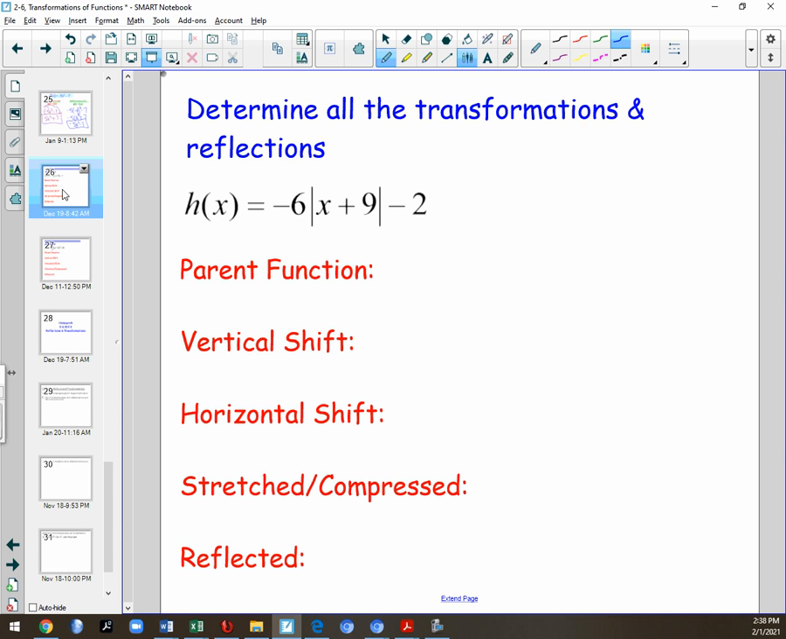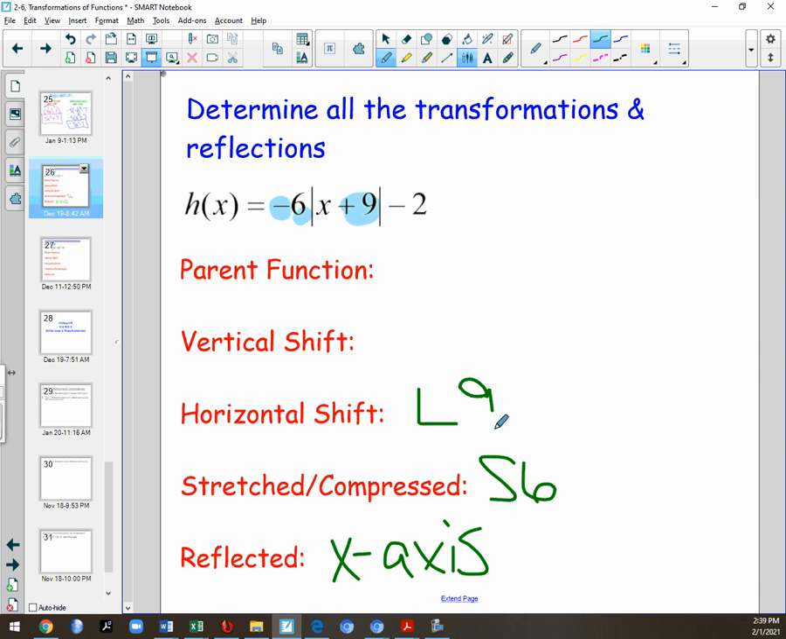Okay? Then I'm going to give you a problem just like we did yesterday, and I'm going to say, all right, up, down, left, right, stretch, compress, reflect. So how do I go about doing that? F of x equals negative 6 absolute value of x plus 9 minus 2. This negative is on the outside, so therefore it's a reflection over the x-axis. The 6 is a whole number, so therefore this is a stretch of 6. The plus 9 is the opposite direction of what you think it should go, so we think it's going to go to the right, but that means it's left 9. And lastly, it's minus 2, which means it's down 2, and then we already know it's the absolute value function.